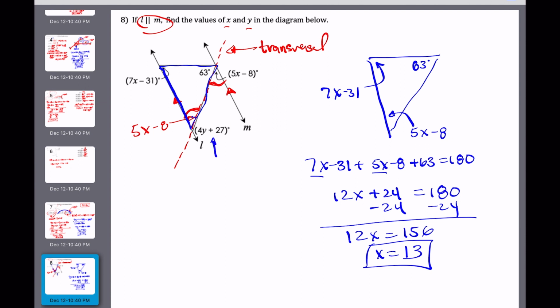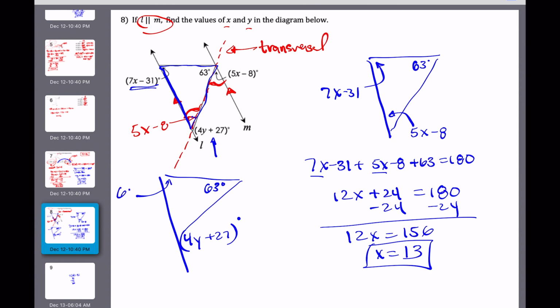this expression with the y variable is an exterior angle. So let's again draw this triangle. We have the 63 degrees. We have the 4y plus 27 degrees. And we need the other angle that is not adjacent but interior. So to get that, we have to take our answer of x equals 13 and plug it into 7x minus 31. And that gives us 60 degrees.